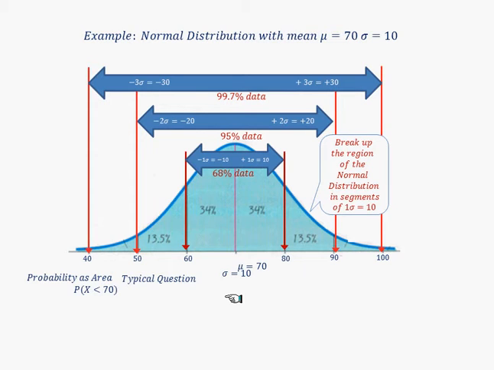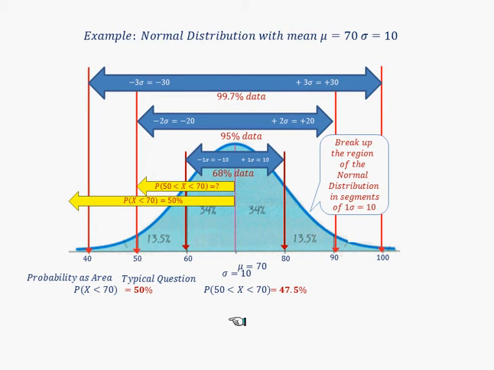And so we have probabilities as areas. The probability of X randomly selected being less than 70 is the area to the left of the center line, which is 50%. The probability of getting a value between 50 and 70 is simply adding up the 13.5 and 34 to give us 47.5. Between 40 and 80 is a summation of these values here, which is 84%.